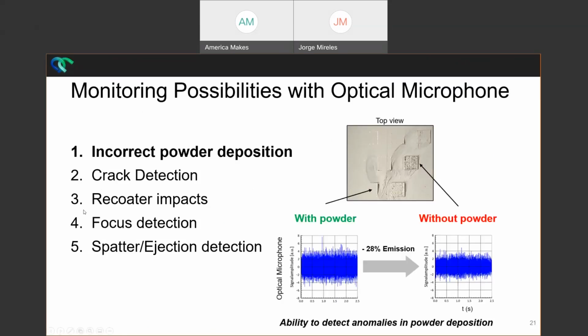So first off, with incorrect powder deposition, we simulated anomalies in powder deposition by applying an insufficient amount of powder over a substrate. And we were able to detect a loss of emission when powder was no longer being spread. And so this can certainly help during a build, especially in cases where powder runs out all of a sudden, right? So that's something that definitely has happened to me.